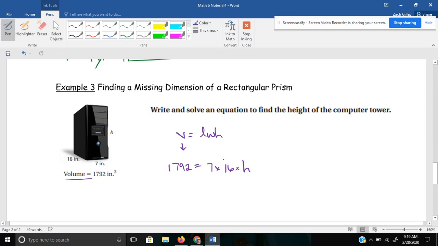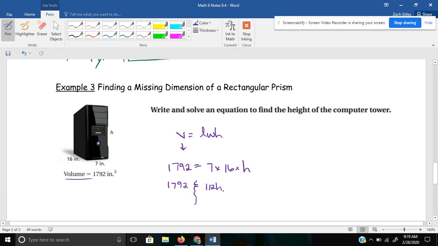The next thing I'm going to do is simplify. I'm going to look at both sides of my equation, and I see that on the left-hand side, I can't really do anything, so I'll just bring that down. But on the right-hand side, I can take 7 times 16, and that would give me 112. And 112 times h would just be 112h. I'm just going to snug that right up to 112. And now I have a simple equation.